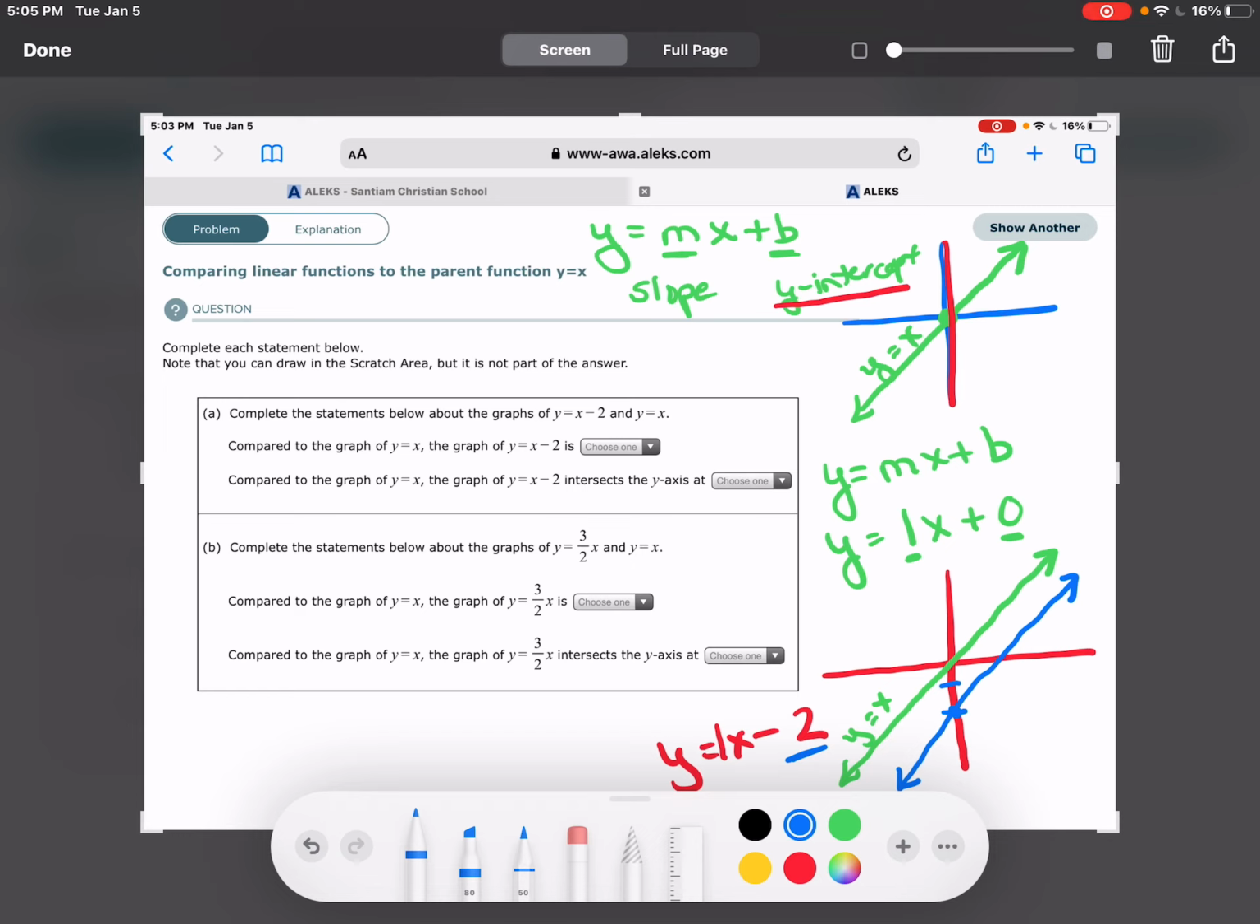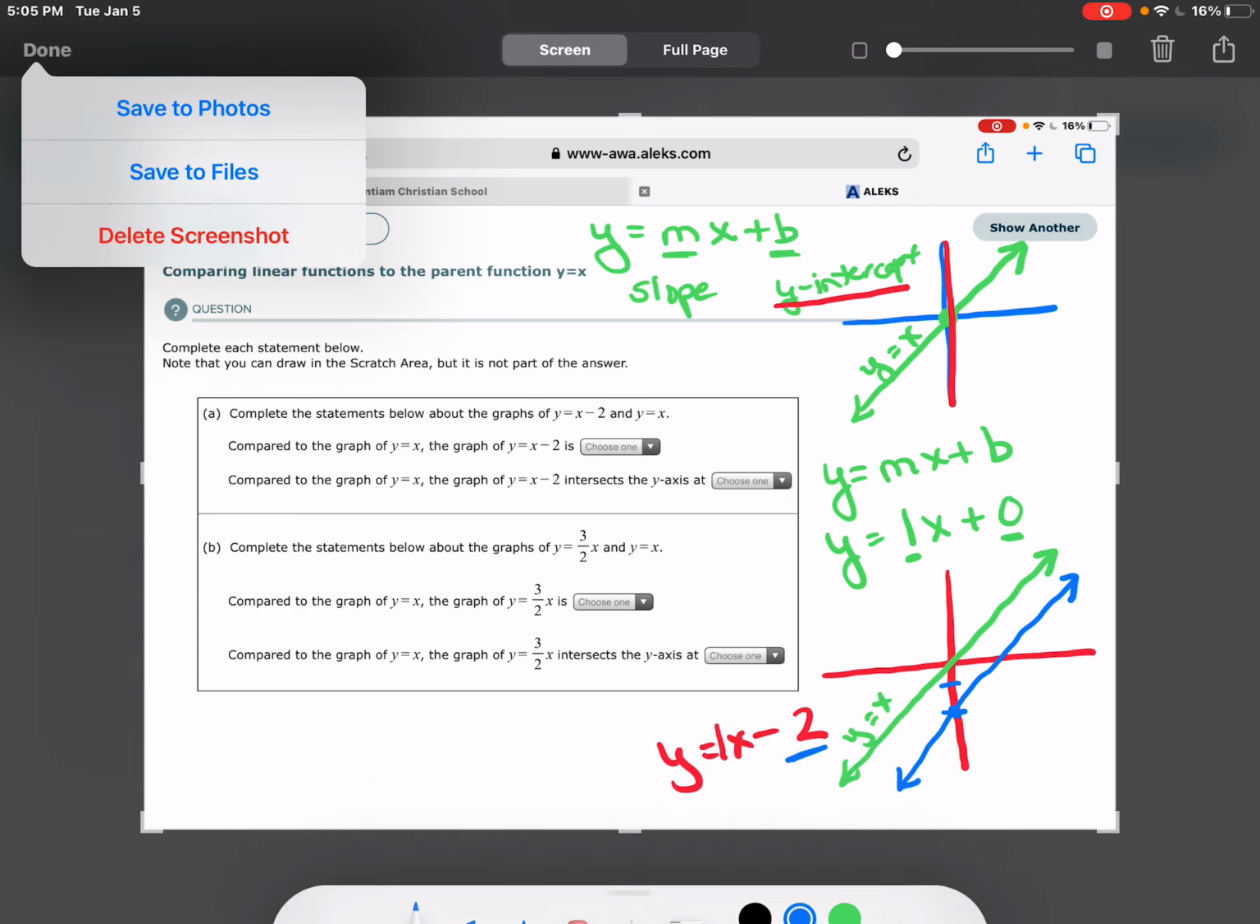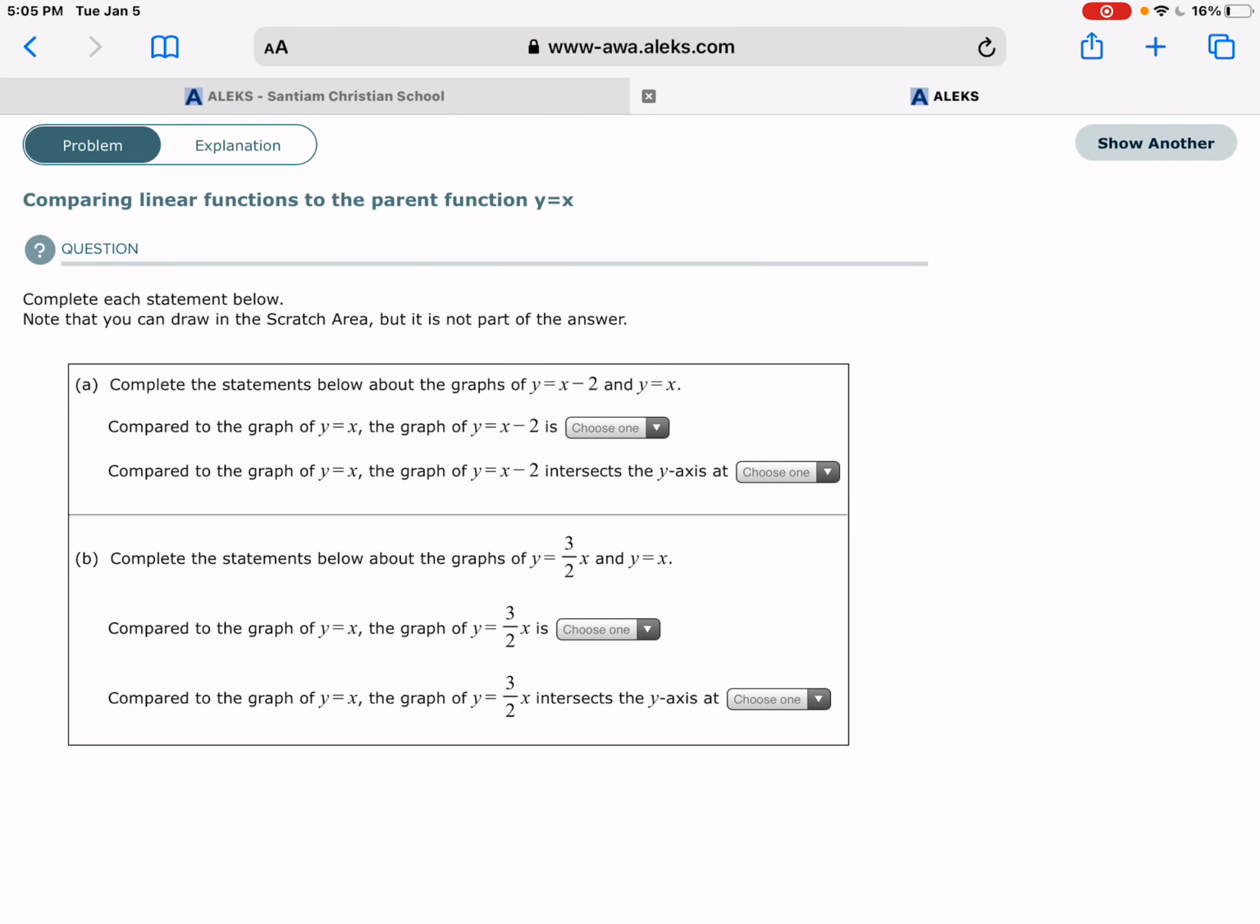So compared to the graph of y equals x, the graph of y equals x minus 2 is, let's just go back there for a second. It won't let me choose it. I think it will say exactly the same steepness. I think your options are something like more steep or less steep. You're going to say it's the same because the slope is the same. And then it says, compared to the graph of y equals x, the graph of y equals x minus 2 intersects the y-axis at -2.